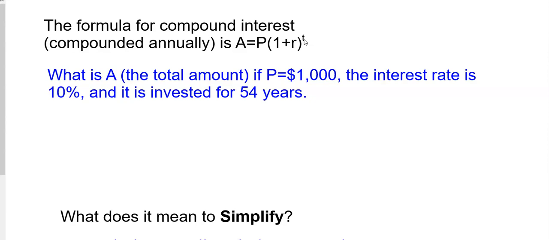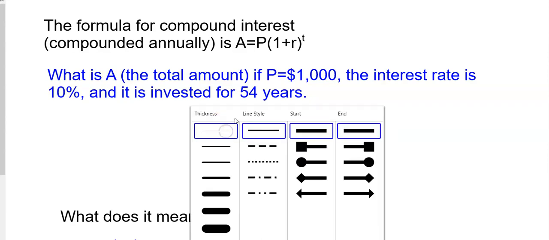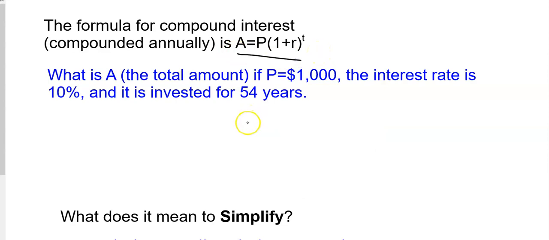So in this problem, it's just a matter of plugging into the formula. We're going to plug into this formula. So A, well, we don't know that. A equals, the principal is 1,000 times 1 plus the rate, which is 0.1, to the power of T, which is 54.